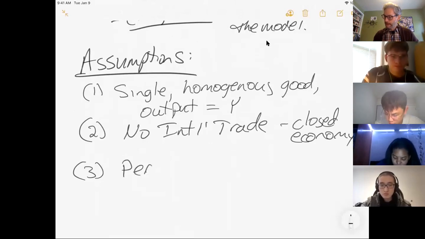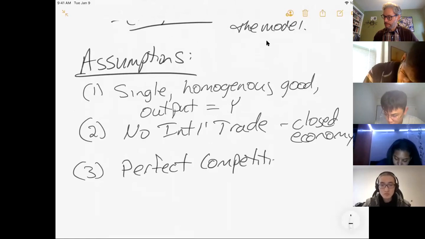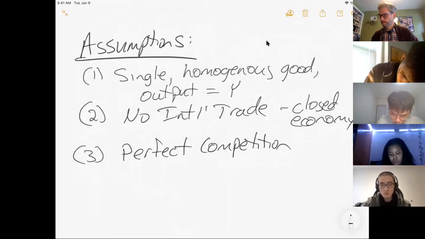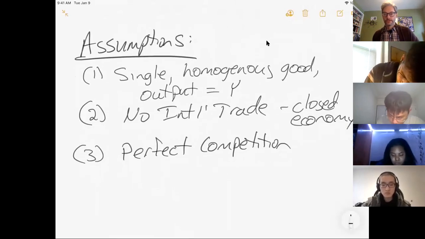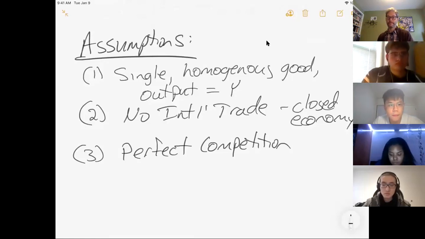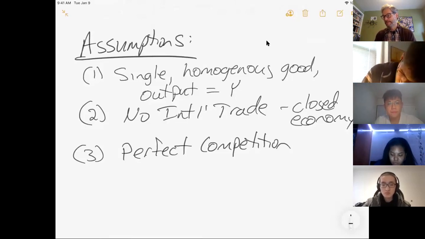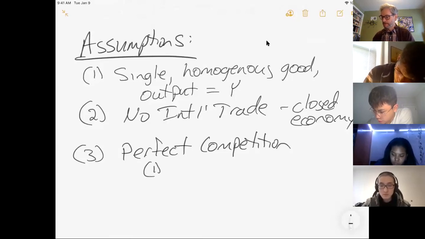The Solow model is a model of perfect competition. So the Solow model does not incorporate imperfect competition within it. So you have to think about this as a perfectly competitive model, right? A perfectly competitive model. In other words, there's a large number of small firms.